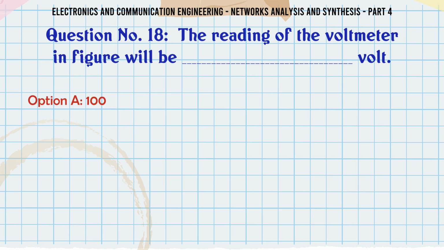The reading of the voltmeter in the figure will be ___ volt. A: 100, B: 150, C: 0, D: 200. The correct answer is 0.